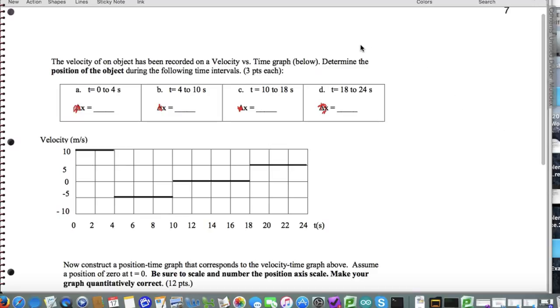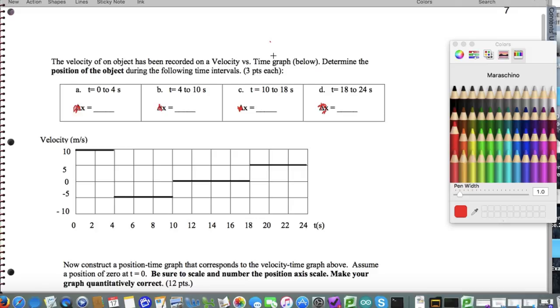All right, so we got another velocity graph to do here. And so we will begin and jump in. I crossed out the deltas because they're actually not important for our problem. We just want to know where it is. So here we want to know where it ends up after 4 seconds of traveling at 10 meters per second.